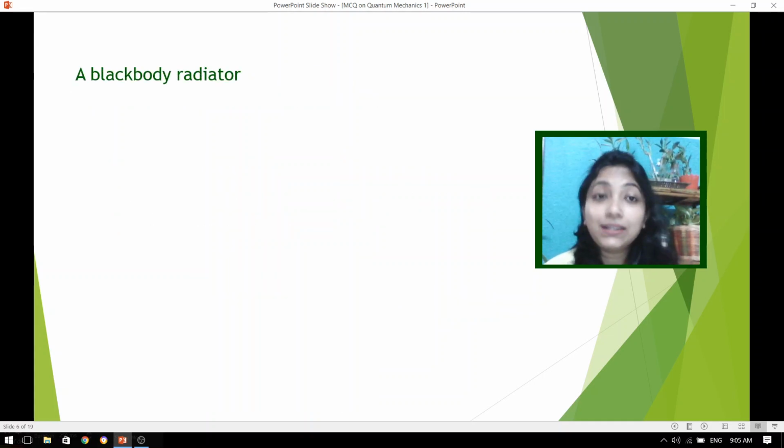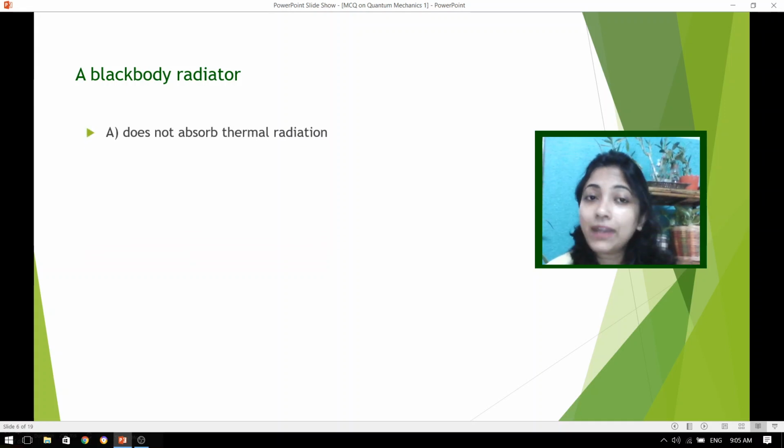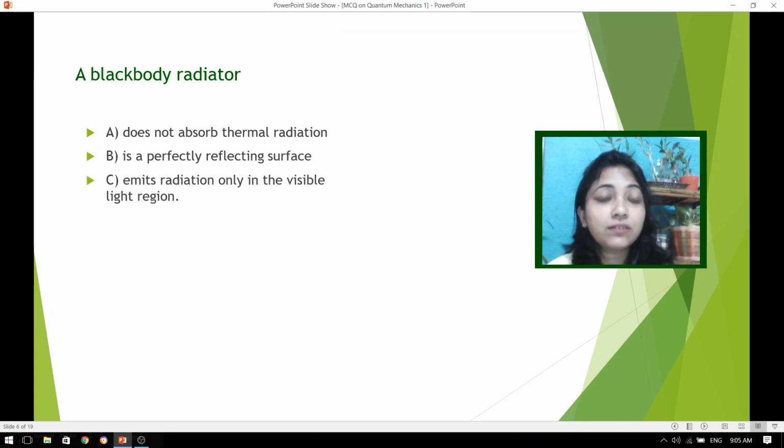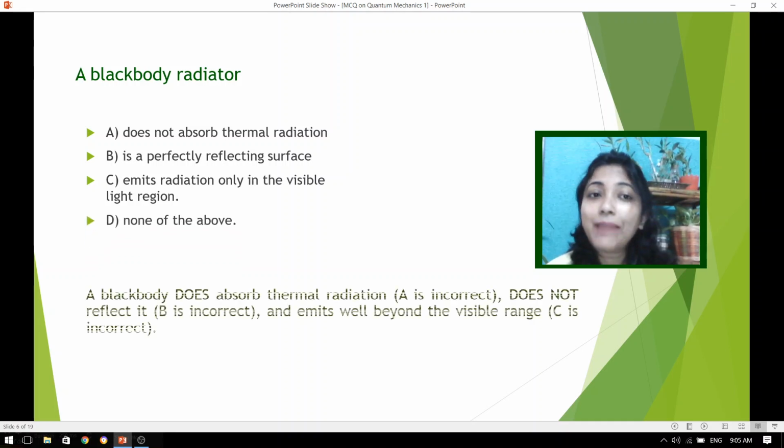Now, a blackbody radiator does not absorb thermal radiation, is a perfectly reflecting surface, emits radiation only in the visible light region, or none of the above. Now just think that a black body does absorb thermal radiation, which means option A cannot be the right one. Similarly, a black body does not reflect radiation. If it was reflecting, then in the beginning itself we would be able to see it, which means it would not be called a black body, correct? So option B is also incorrect.